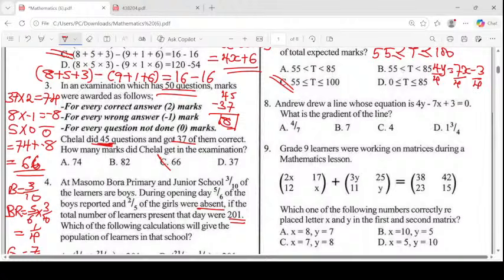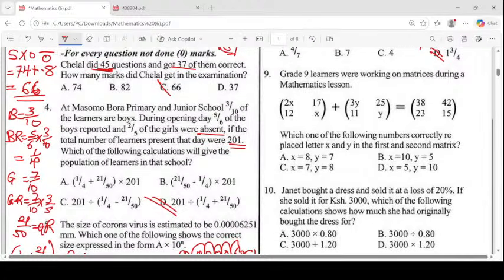I'm now getting this and this cancel. I'll be having y is equal to 7 over 4x minus 3 over 4. The coefficient of x becomes your gradient. So my gradient here is 7 over 4, which is one whole number 3 over 4, which is choice D for dog. Choice D for dog for that question number 8.